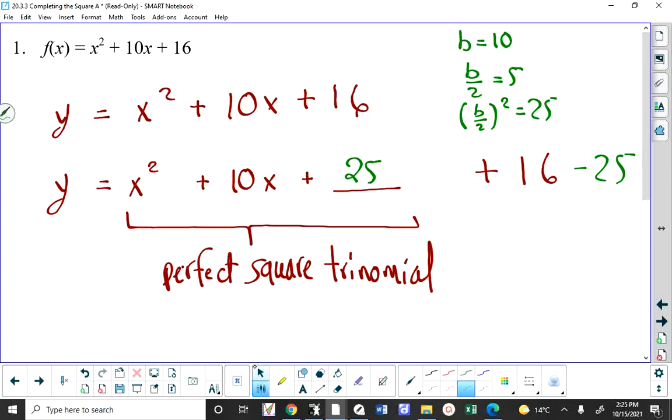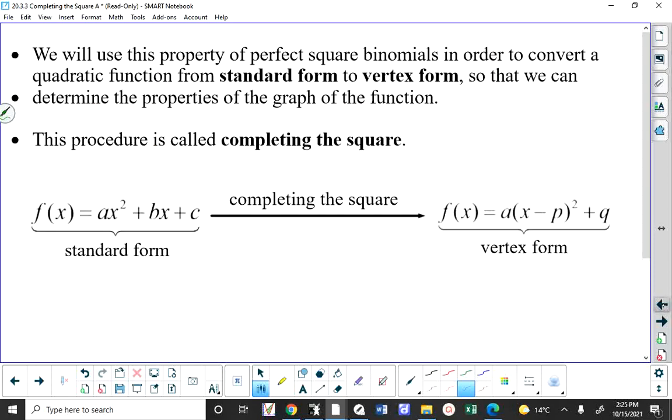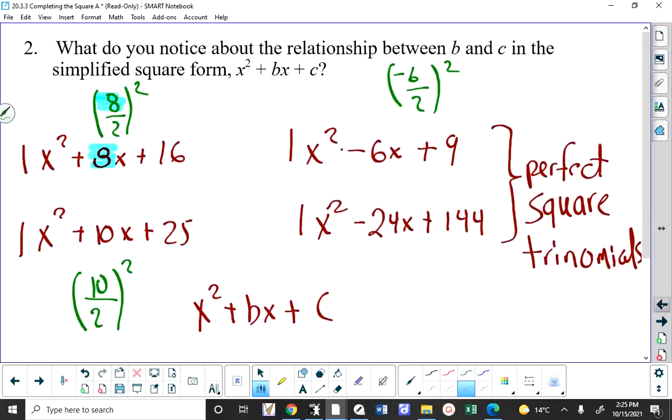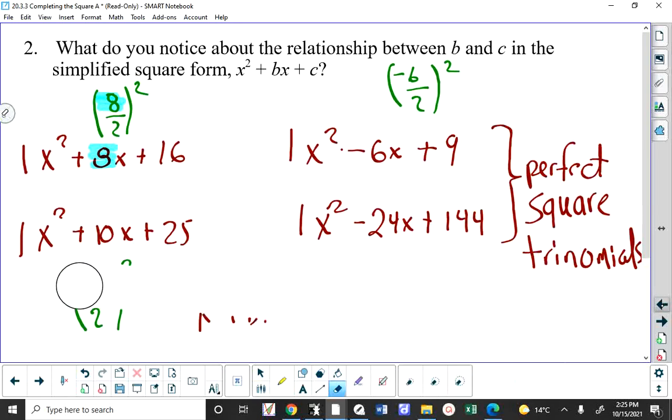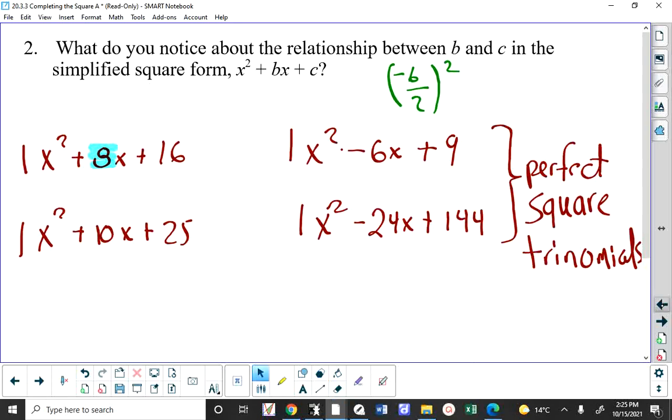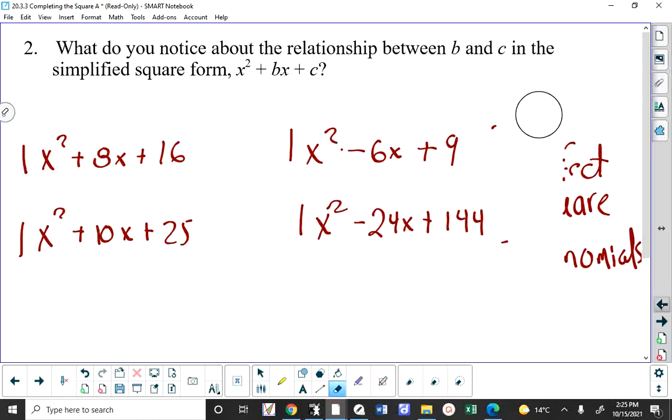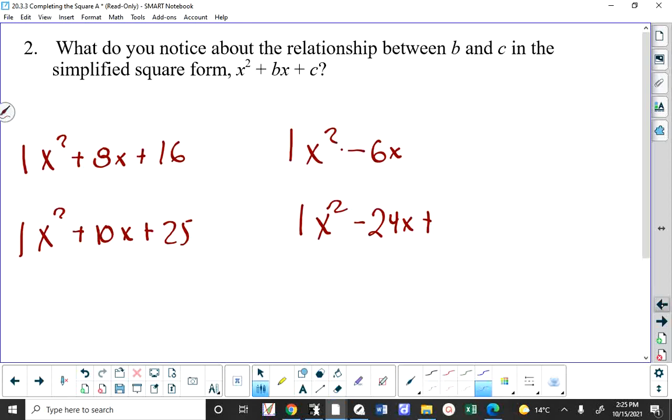So now I'm going to go back and look at all of those perfect square trinomials that I wrote here for you. I'm going to erase everything else. I just want us to focus on these perfect square trinomials. This came from x plus 4 squared. This came from x plus 5 squared. This came from x minus 12 squared.